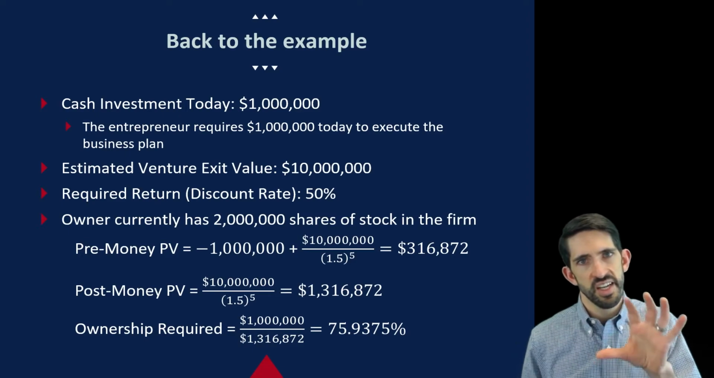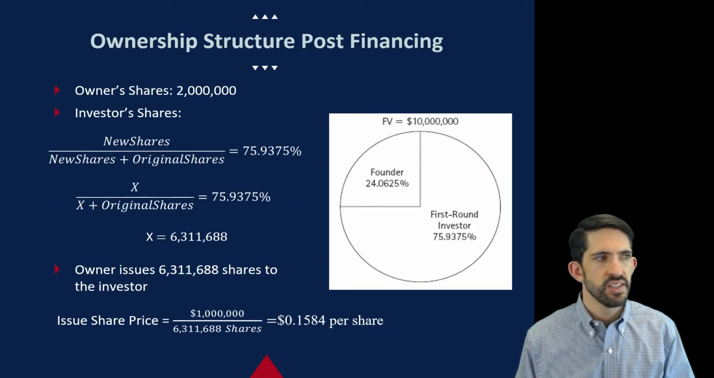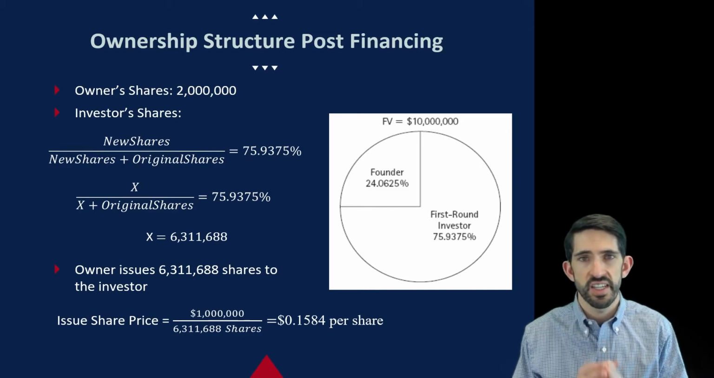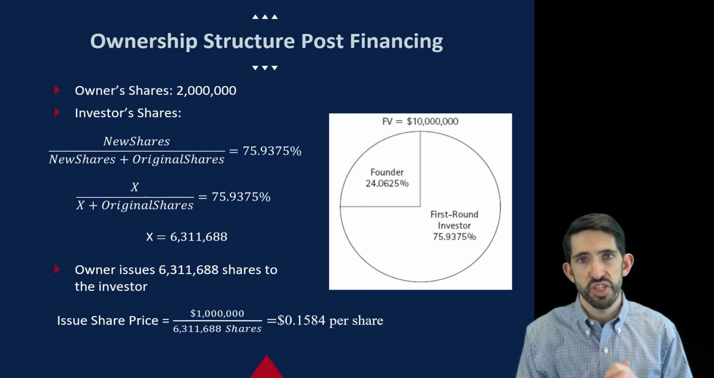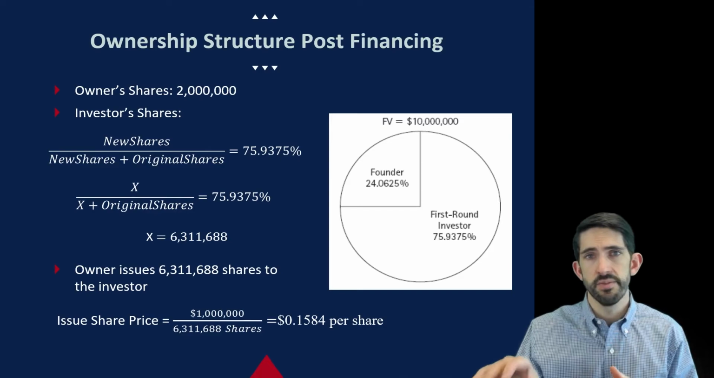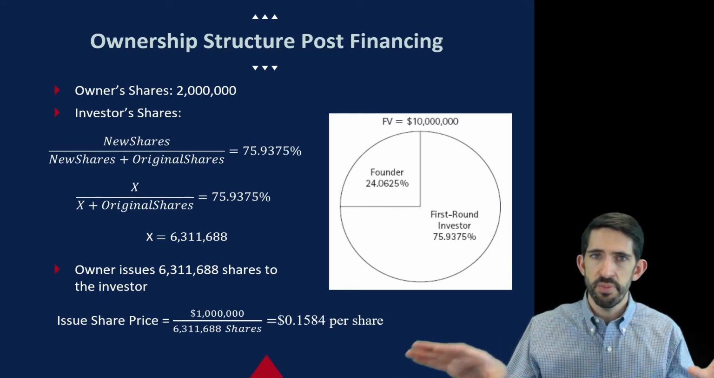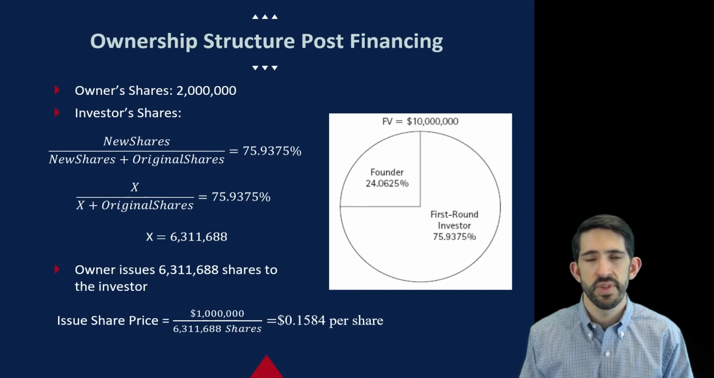So now let's see how we would actually split that up with our 2 million shares of stock. So we have 2 million shares of stock existing. One way that's not on this slide is we could just give 76% of those shares to the new investor, and we keep 2 million shares outstanding. We just sell those shares to the investor.